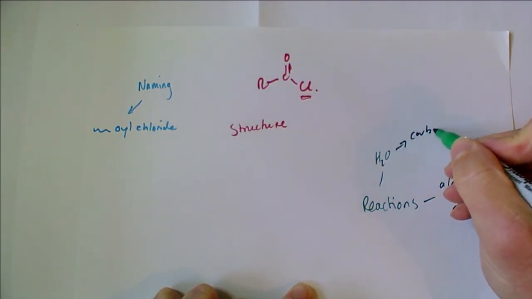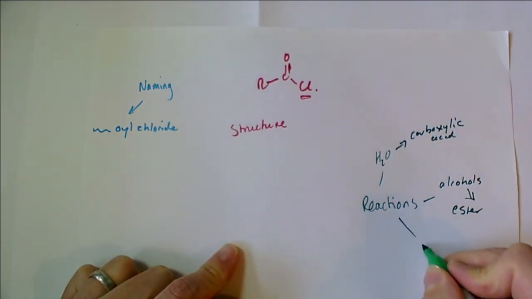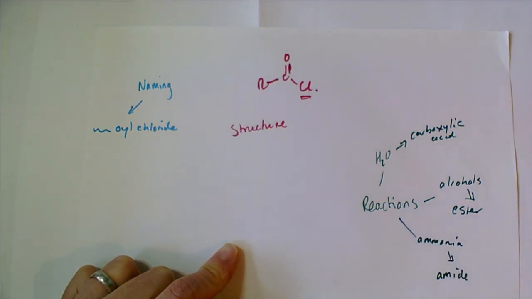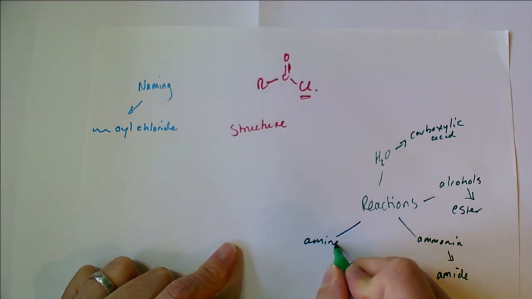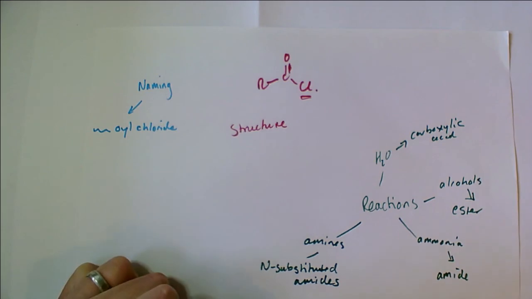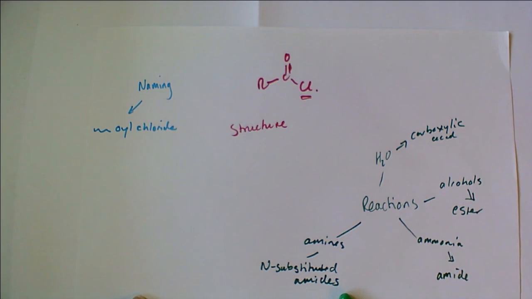That made a carboxylic acid, didn't it? I should have written that down. Carboxylic acid. And we looked at the reaction with ammonia and how this made an amide, and say that was a primary amide. And we also looked at the reaction with amines, and these made N-substituted amides. And some of these types of reactions you might encounter when we make aspirin, which is a common one and a required practical on AQA.